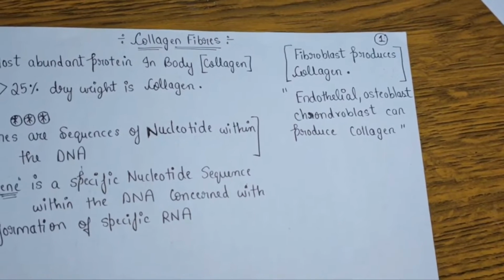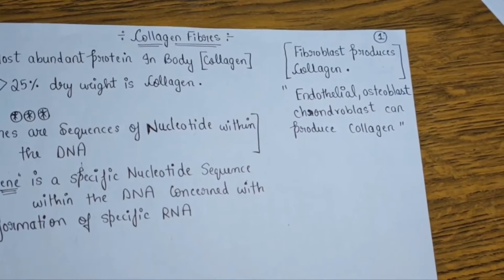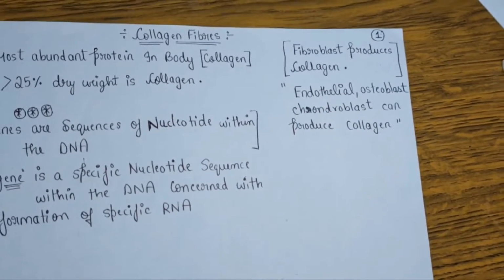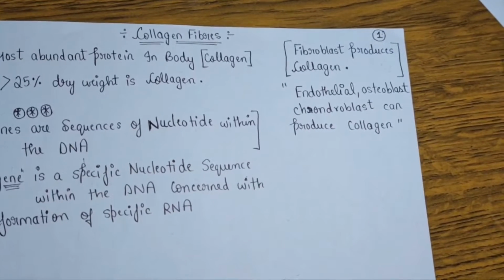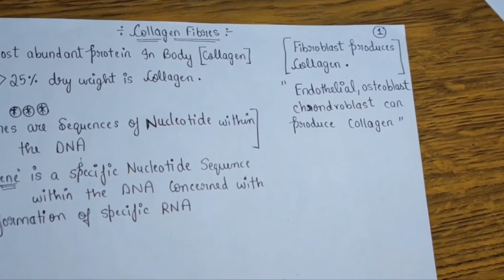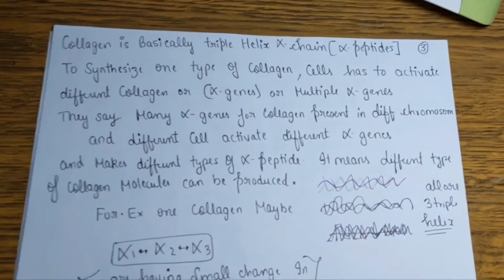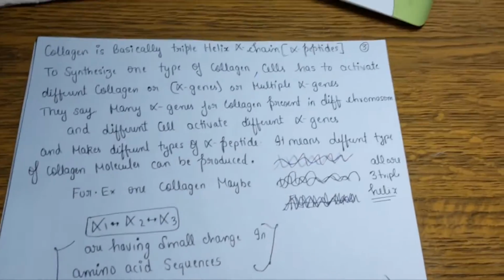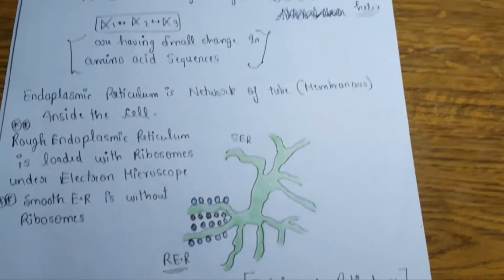Fibroblasts produce collagen. Other cells also produce collagen, such as endothelial cells, osteoblasts, and chondroblasts. We know that a gene is a specific nucleotide sequence within the DNA which is concerned with the formation of a specific RNA. And we know that collagen is basically a triple helix of alpha chains. So let us now look into the detailed process of synthesis of collagen in fibroblasts.